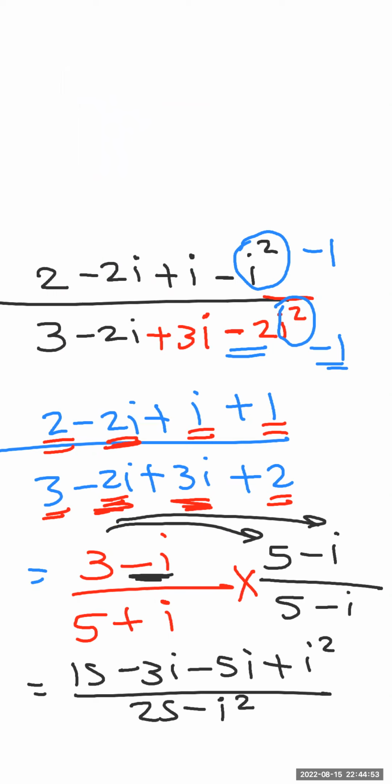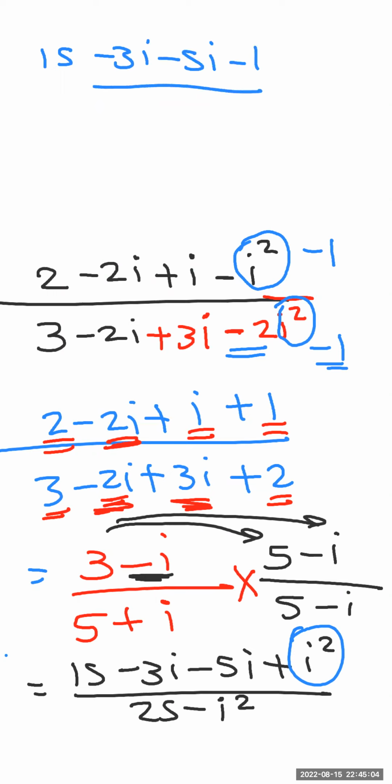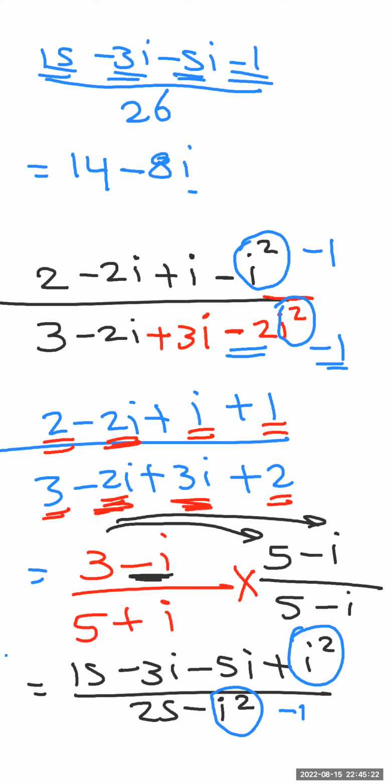So now, i squared is negative 1: 15 minus 3i minus 5i minus 1 over 25 minus i squared, which is also negative 1. So 25 minus negative 1 means 26. So it will equal 15 minus 1, so 14, negative 3i, negative 5i, negative 8i, over 26. Okay, now simplify.